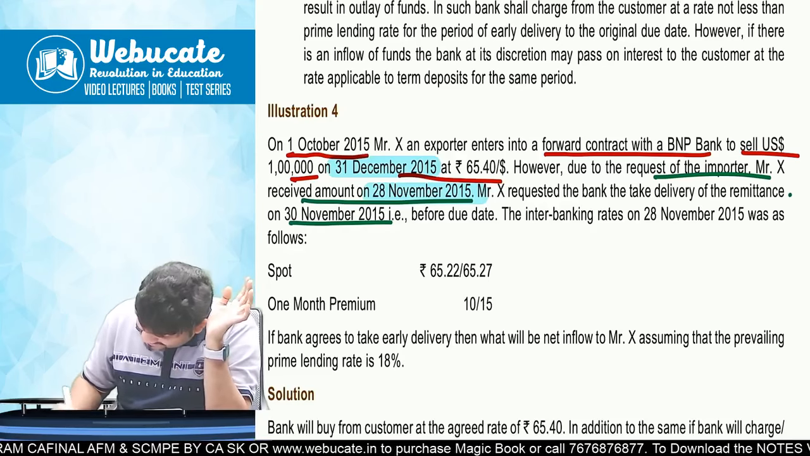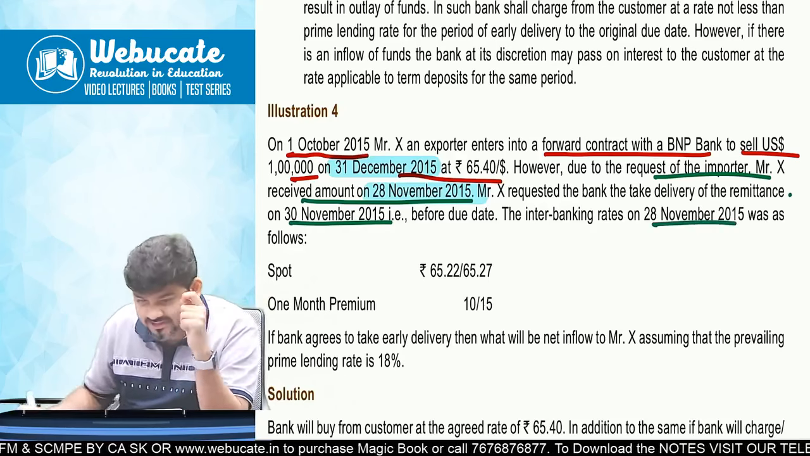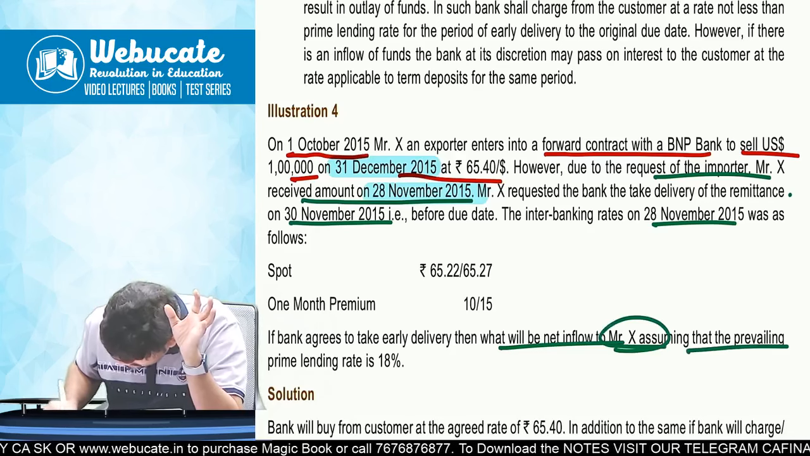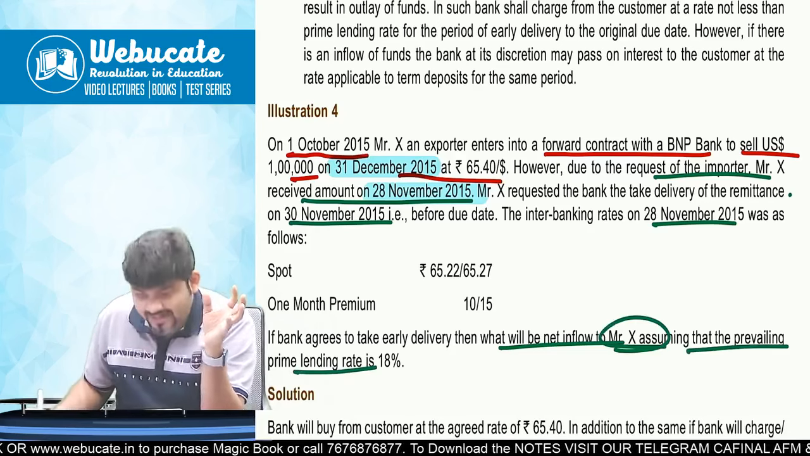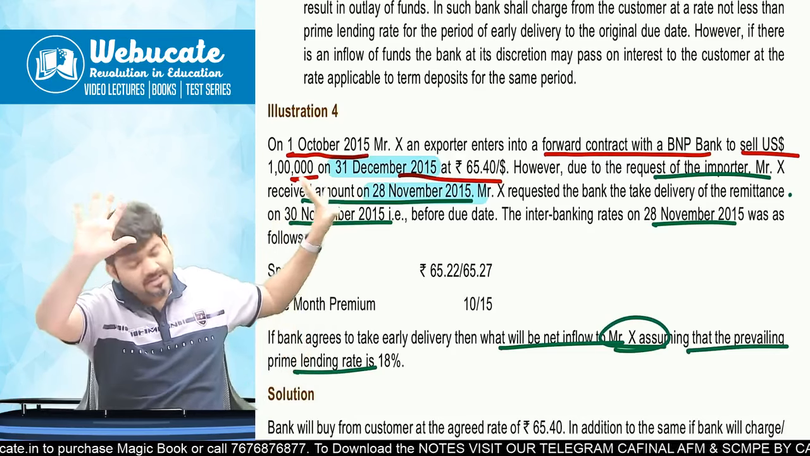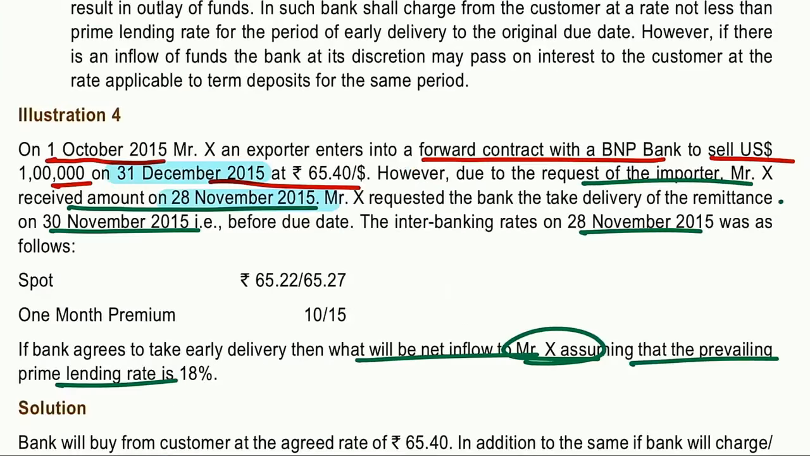The interbanking rates on November are as follows. Spot is given. 1 month premium is given. If the bank agrees to take delivery, then what will be the net inflow to Mr. X, assuming that the prevailing lending rate is 18%? All I need is just 2 minutes. Read the question. Everybody, without fail, read it at least twice. Your time starts now. Come on.